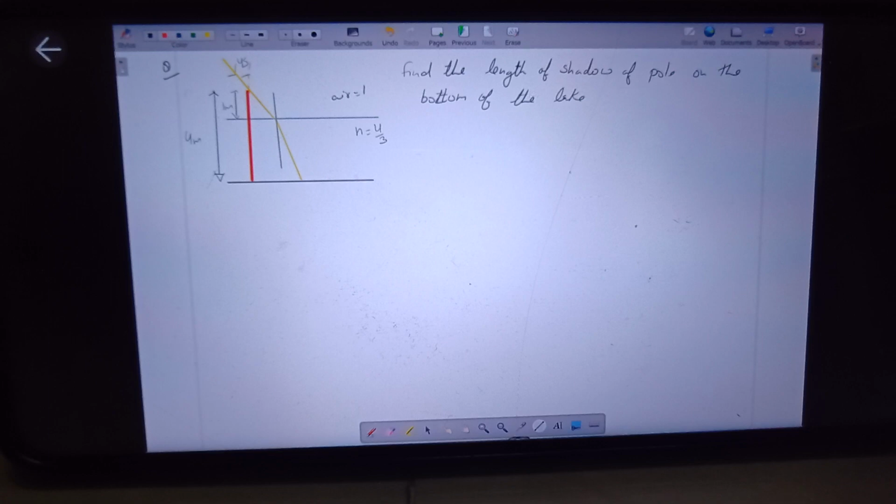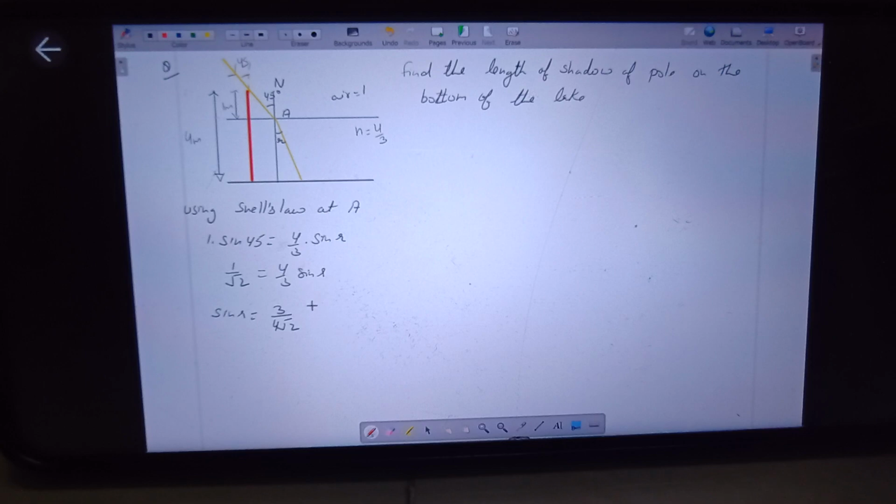Let's draw the normal at the point of incidence. This is the normal at the point of incidence. Now, if this angle is 45, we can find the angle at which the ray will be refracted using Snell's law at the point of incidence. We are naming this point A. So using Snell's law at A, we get 1 into sine 45 equals 4/3 into sine R. Sine 45 means 1 by root 2, so I can write 1 by root 2 equals 4/3 sine R, or sine R equals 3 by 4 root 2.